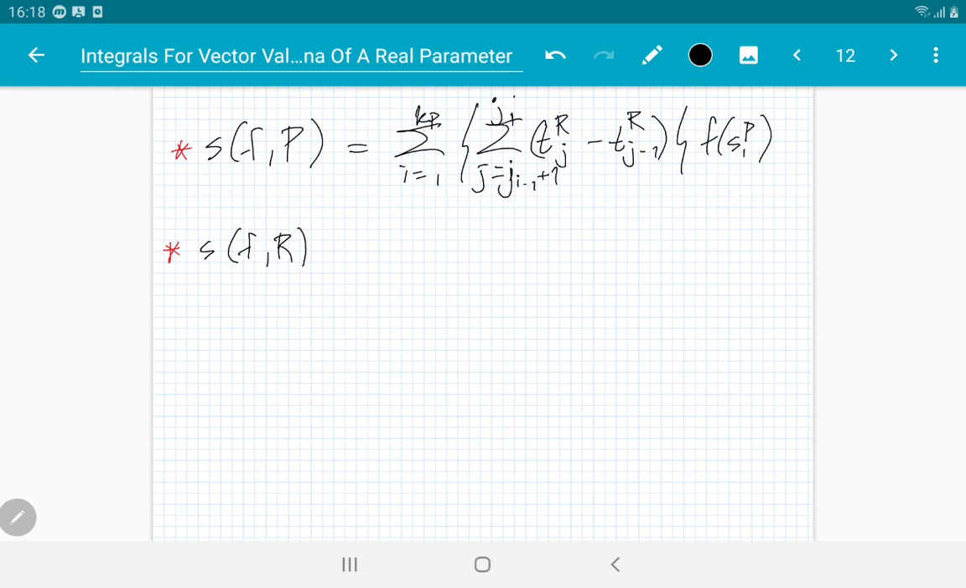The reason is that by doing what I did above, I've managed to get these t_j r, t_{j-1} r, which are precisely the guys that appear in the Riemann sum for R, which is precisely the thing that I'm writing right now.